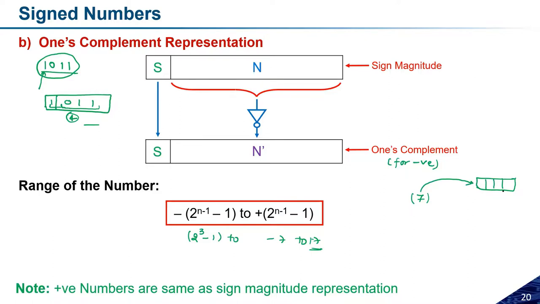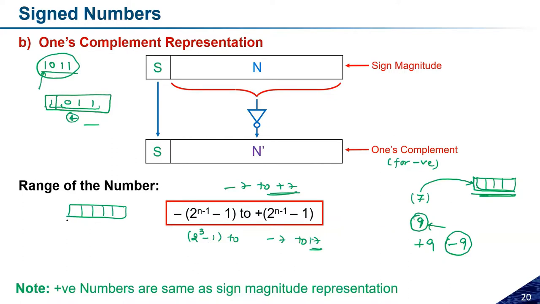Now, the important thing is, I will answer your question. Suppose I have a number which is 9, and I want to represent this 9 as a signed number having only 4 digits. Plus 9 or minus 9 cannot be represented with 4-bit data, because 1 bit is reserved for the sign. So the maximum range that we can represent is minus 7 to plus 7 only with 4 bits. If I increase it to 5 bits, then we can increase the range. So to represent plus minus 9, we have to use at least 5 bits.